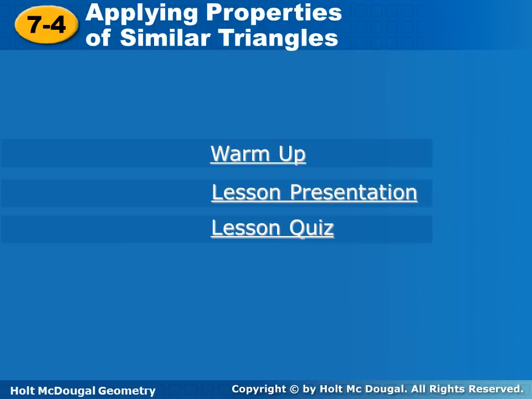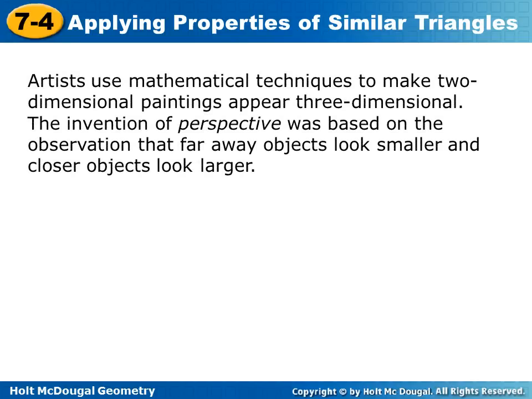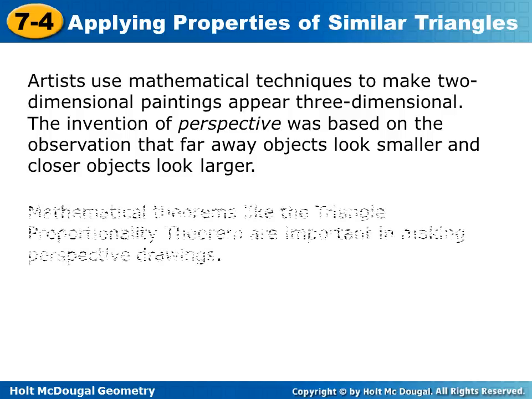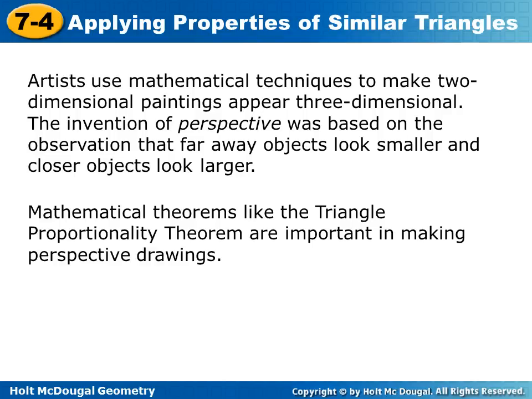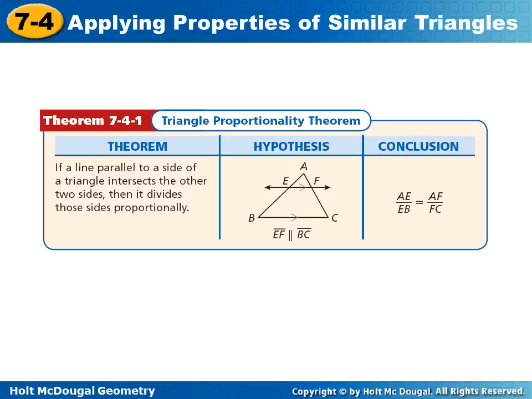Today we're going to be applying properties of similar triangles. Artists use mathematical techniques to make two-dimensional paintings appear three-dimensional. The invention of perspective was based on the observation that faraway objects look smaller and closer objects look larger. Mathematical theorems like the triangle proportionality theorem are important in making perspective drawings.